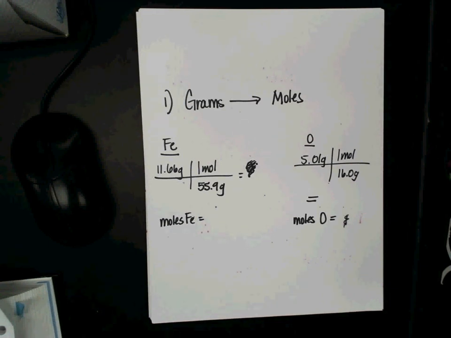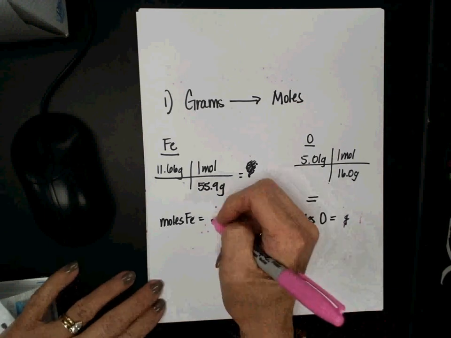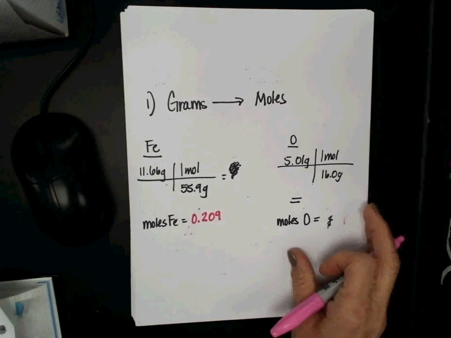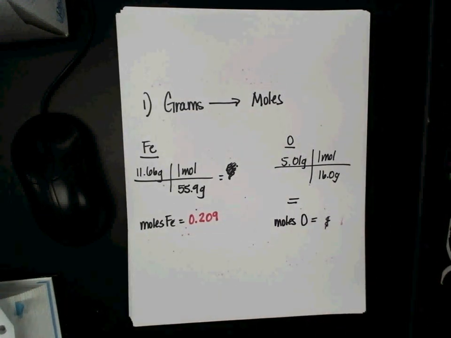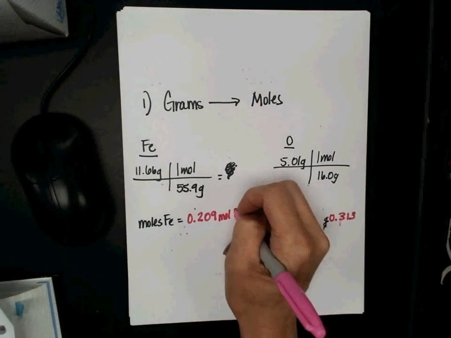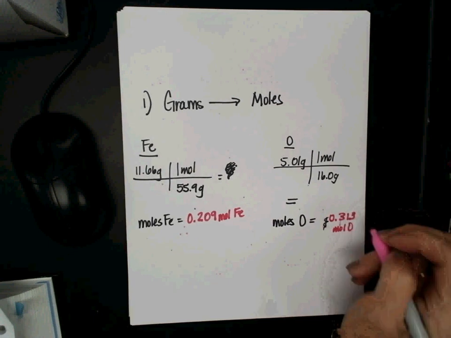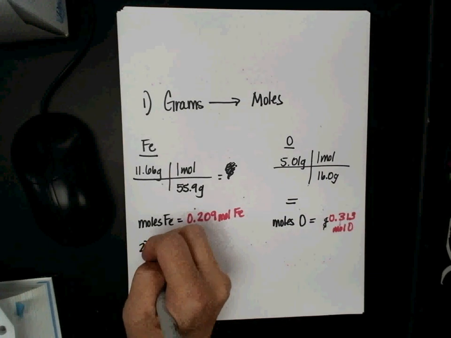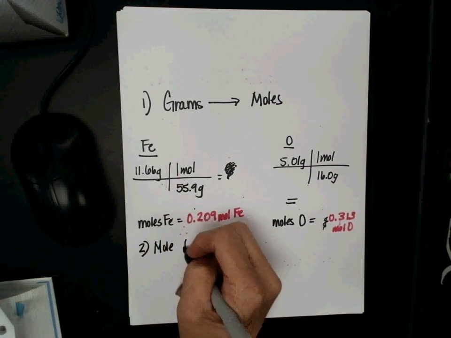Okay. Anybody have any trouble setting those up? Seneca, what'd you get for moles of iron? 0.209. Anybody get anything different? Okay, and Kira Cole, what'd you get for moles of oxygen? Can you say that again? 0.313 is what I have, and I would say this is moles Fe, and this is moles O. Okay, so now, what I'm going to do with that, step 2, would be to find my mole ratio.